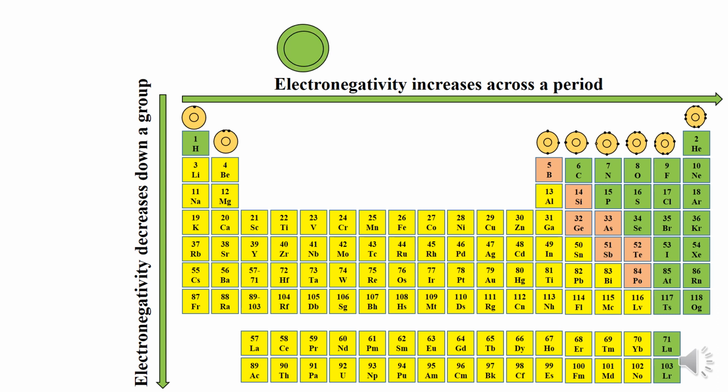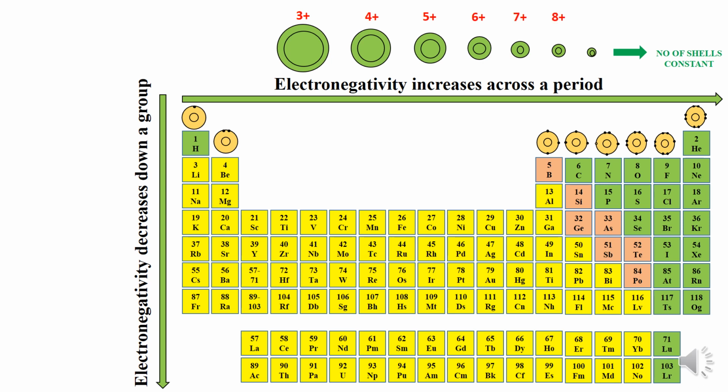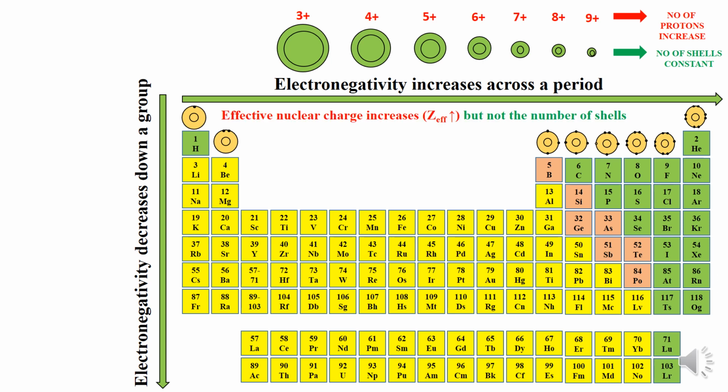So as you move across a period from left to right, you will find the atomic size is decreasing. Number of shells are constant. So shielding is constant. And what about the number of protons? As you move from left to right in periodic table, the number of protons increase, and as a result, the effective nuclear charge increases, but not the number of shells. So as you move across a period, you'll find the effective nuclear charge is increasing, but not the shielding. Shielding is constant because the number of shells remain the same. That is only 2 shells in case of period 2 elements.